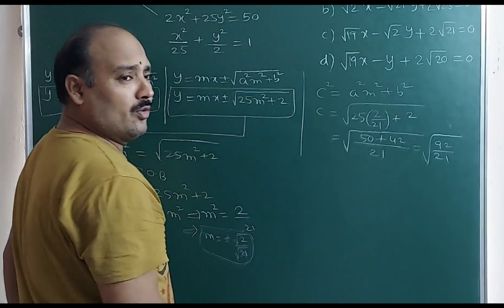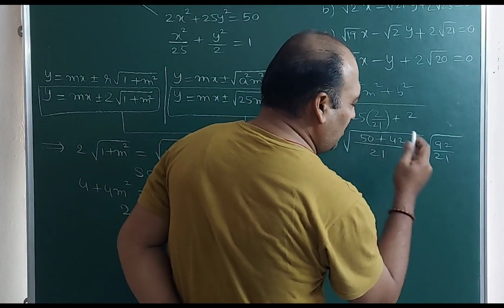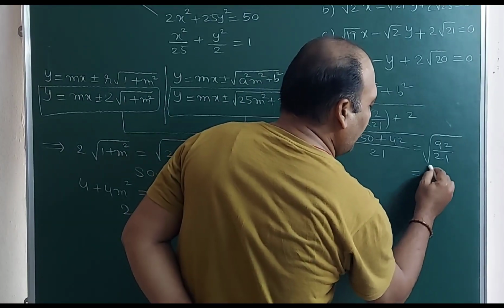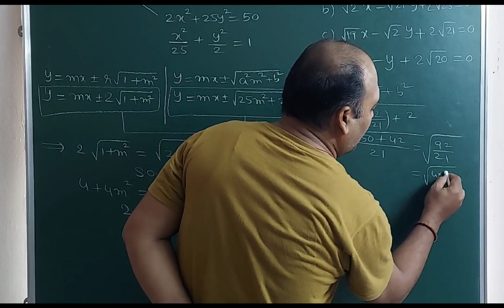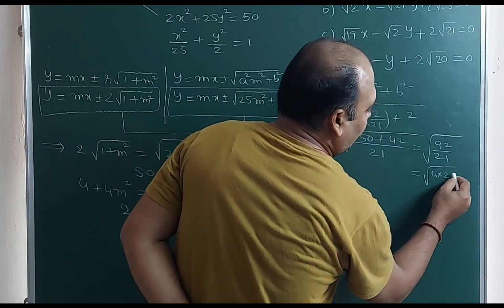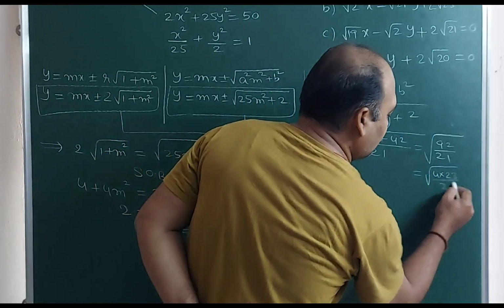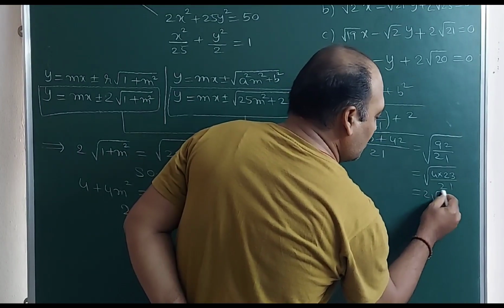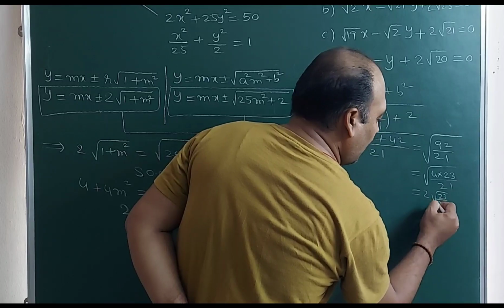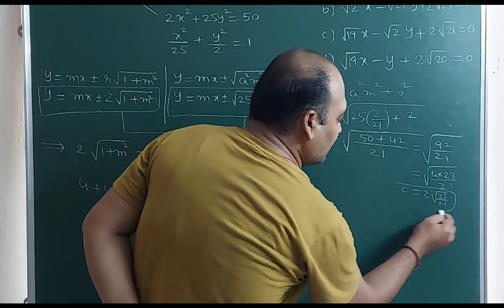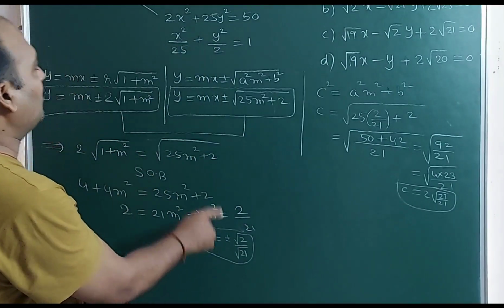This is about the c value, 92. Is there any possibility to divide by 4? Yes, the possibility is there. 4 into 23 times 4 we can take outside, 2 root 23 divided by root 21. So this is about the c value, dear students.